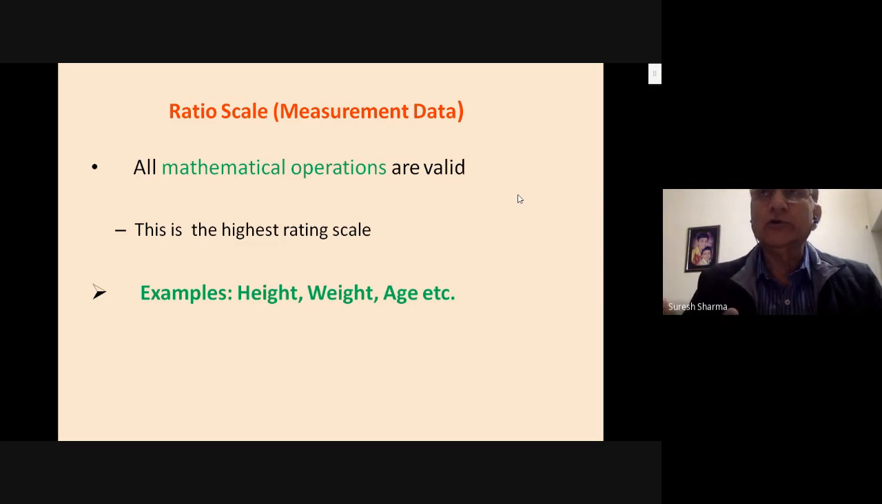So now, how do you recognize whether your data belongs to the interval or ratio scale? Look at 0. If 0 has a meaning for your variable, it will go to the interval scale. If 0 does not have any meaning for your variable, it will go to the ratio scale, as simple as that, right? Examples of ratio scale are already given: height, weight, age, etc. They're all examples of ratio scale.